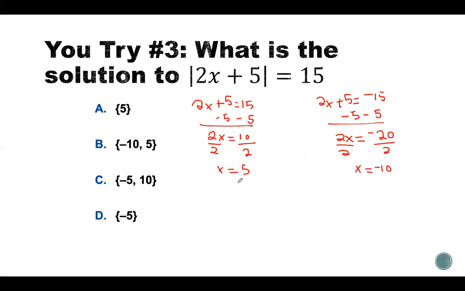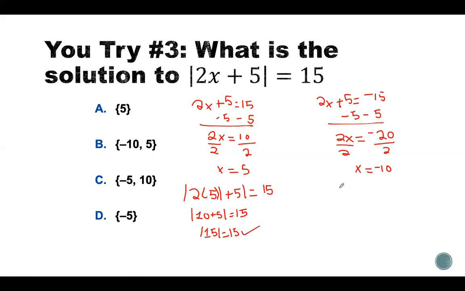And again, you should always go back and check your work. So we're going to go ahead and plug in 5 for x. Equals 15. So we're going to get 10 plus 5 on the inside. And we get the absolute value of 15 equals 15. Yes, that is true, so we're good with that.